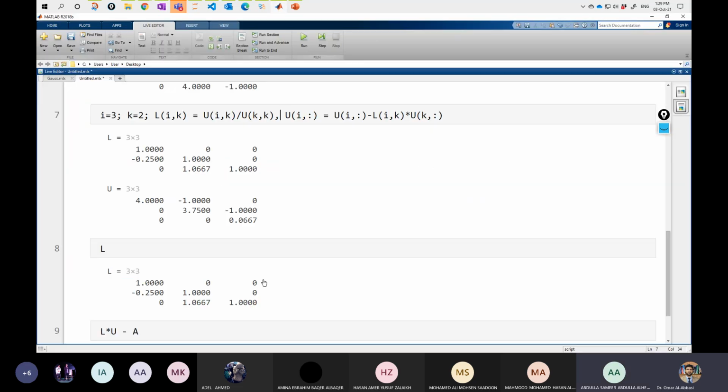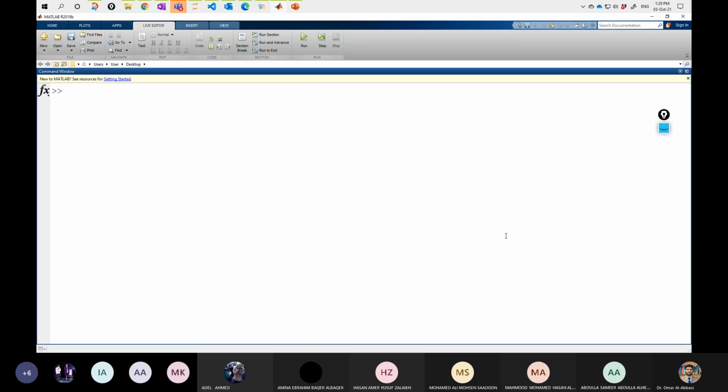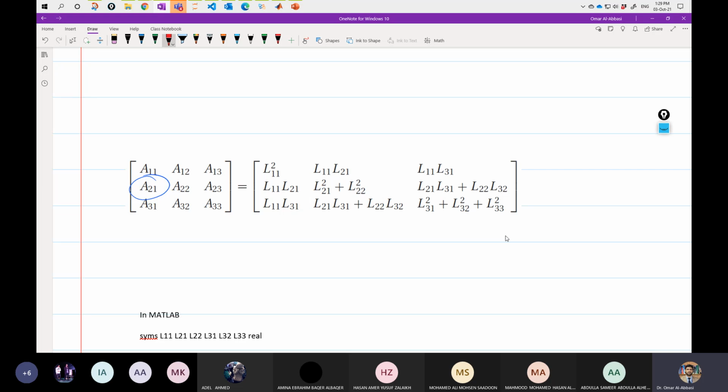Okay, so let's switch. Yeah, yeah. Okay, so in the command window, for example, let me define the following. Syms, what does that mean? Create a symbolic variable. That symbolic variable, how many elements do I have? I have the following. I have L11, L21, L31. You know what? I will just go and copy this stuff.